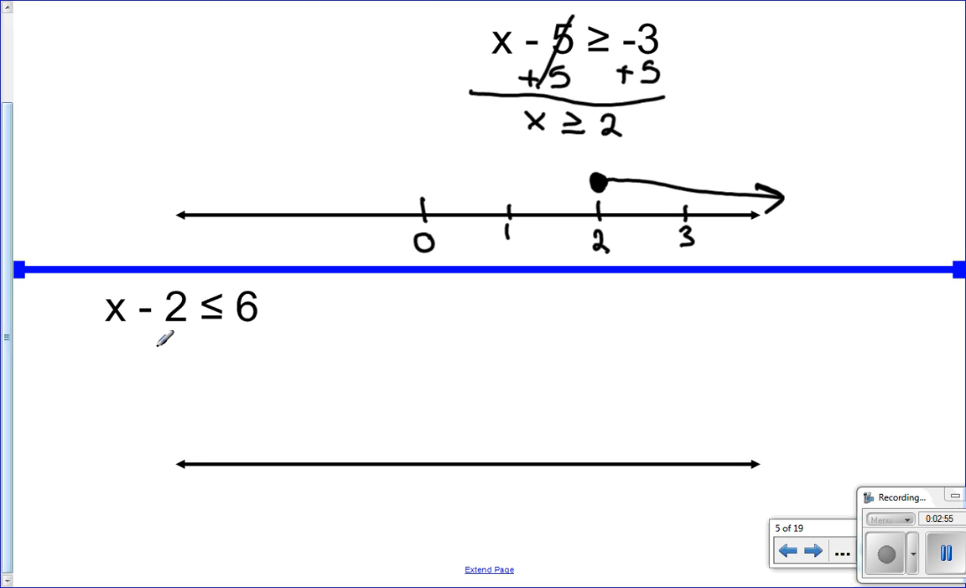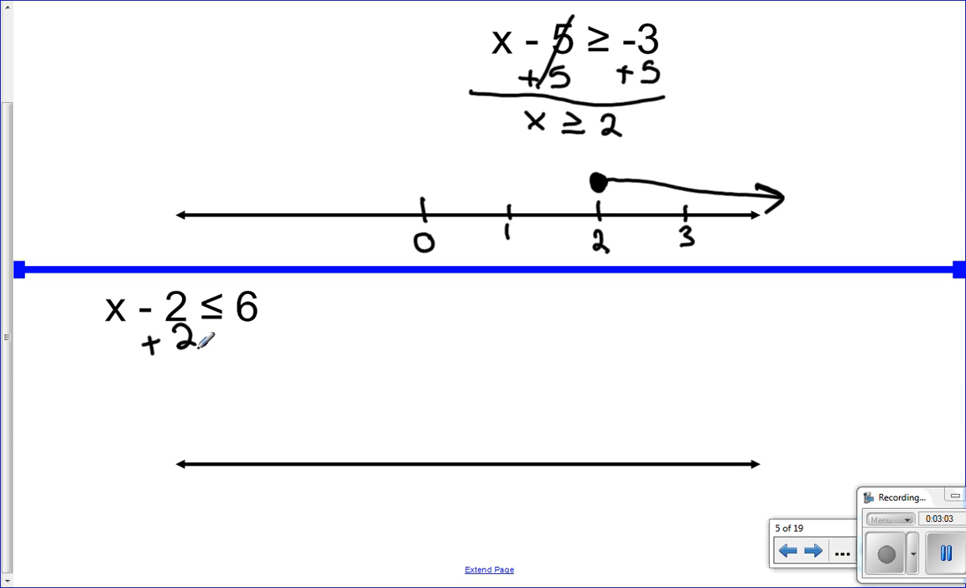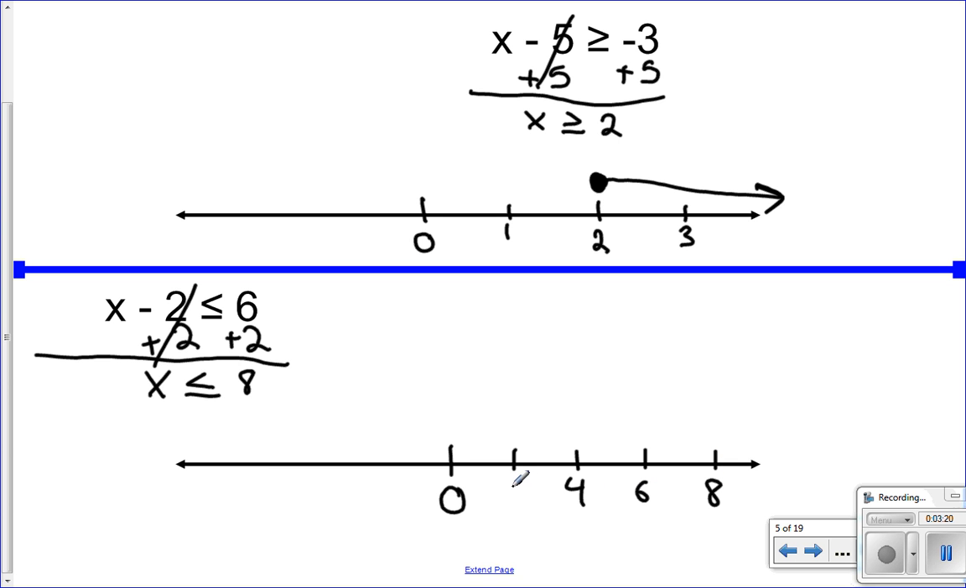For the bottom one, x minus 2 is less than or equal to 6. I'm going to add 2 to both sides. I get x is less than or equal to, and then 6 plus 2 is 8. So go to my number line, 2, 4, 6, 8. So I'm going to draw a closed circle because it's less than or equal to, and it's everything that's less than 8. For example, 0.